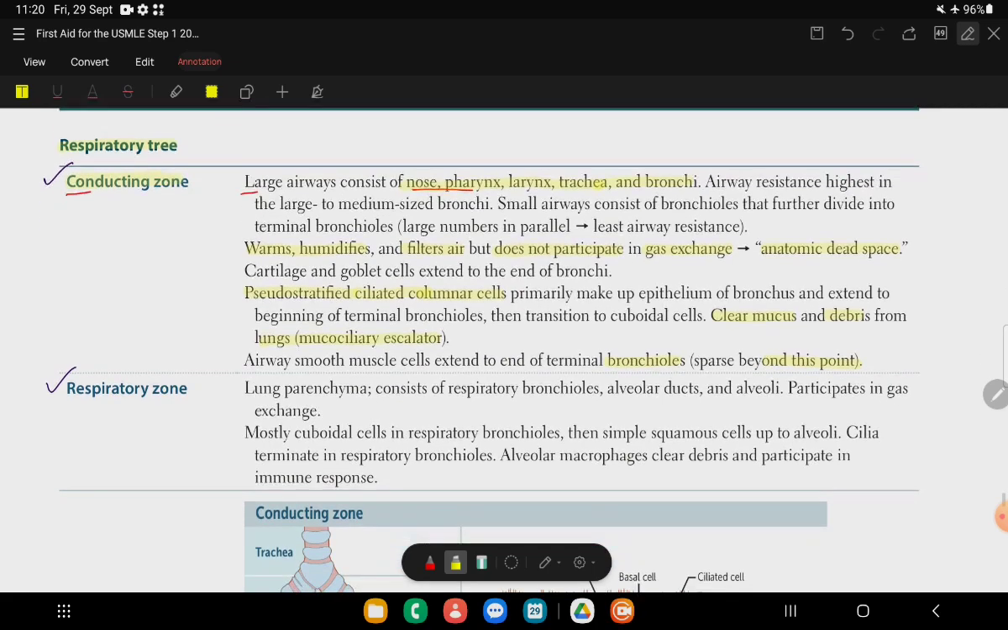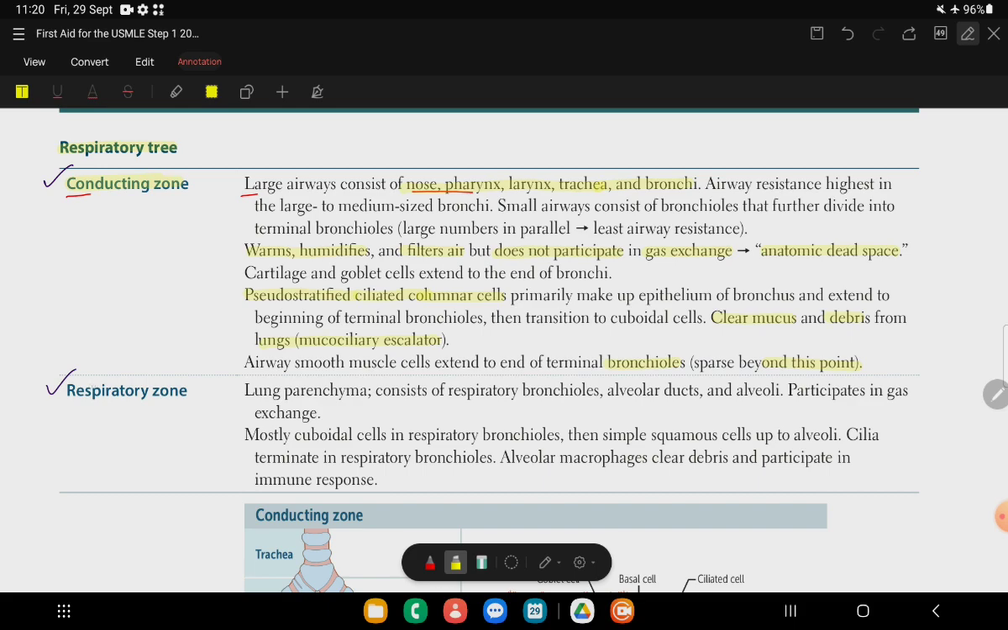Now the second zone in the respiratory tree is the respiratory zone. It is the respiratory zone where the gaseous exchange really occurs. The first one here is the lung parenchyma. Important principal structures consist of the respiratory bronchioles, alveolar duct and alveoli.